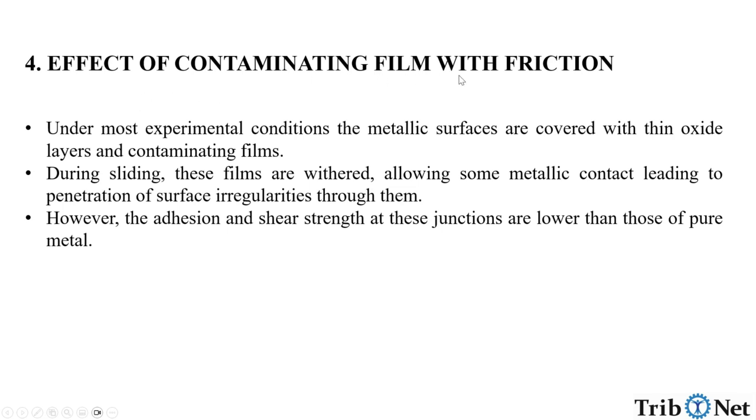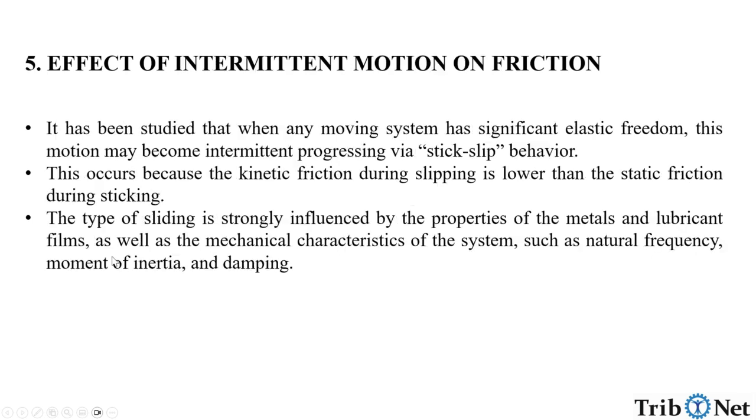Effect of contaminating film with friction. Under most experimental conditions, the metallic surfaces are covered with thin oxide layers and contaminating films. During sliding, these films are withered, allowing some metallic contact, leading to penetration of the surface irregularities through them. However, the adhesion and shear strength at these junctions are lower than those of pure metal.